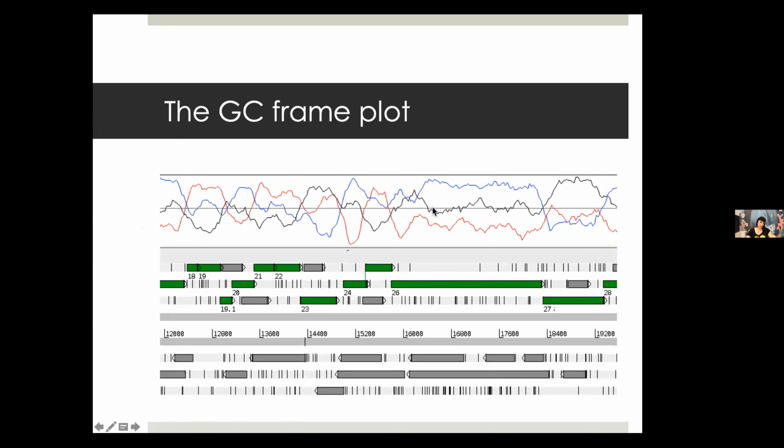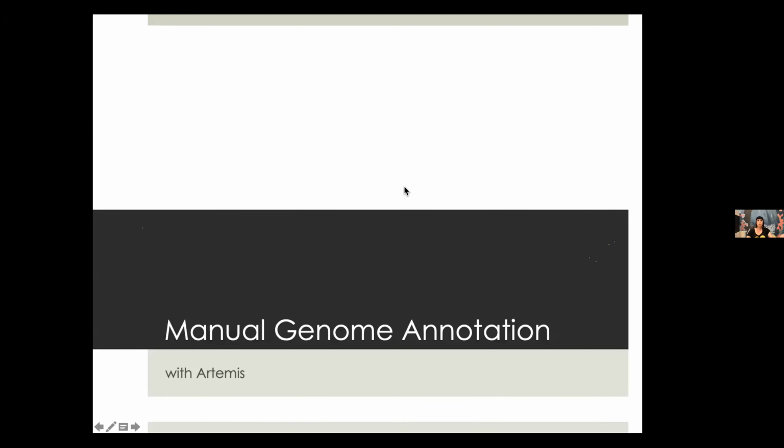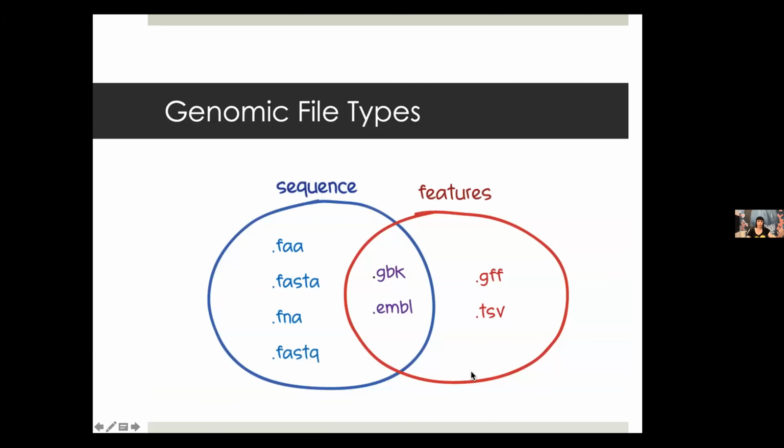So hopefully this will become a little bit clearer when I manually annotate the genome with Artemis, which I'm going to do next. But before that, I want to talk a little bit about file types. I'm going to be annotating the phage genome PhiX174, since it's a tiny genome, it only has 10 genes, and should be pretty accurate since it's a well-known genome and highly researched.